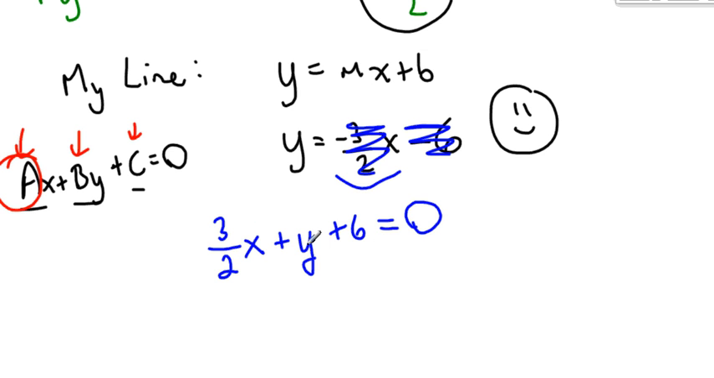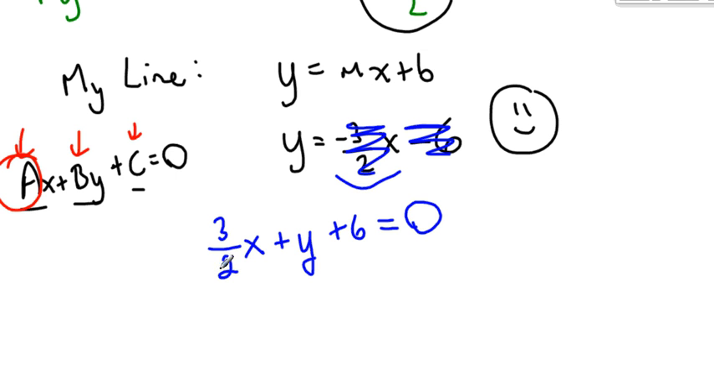X followed by y, followed by the constant. Excellent. So now I have to check the next rule. The next rule says that these a, b, and c values, which for me are 3 over 2, 1, and 6, none of them can be fractions, and this one's a fraction.